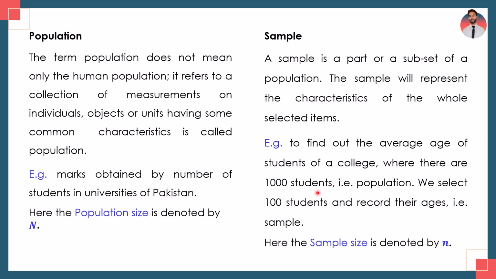where there are 1000 students, that is the population, we select 100 students and record their ages, that is the sample. Here the sample size is denoted by n. Sample size is denoted by small n, and the population size is denoted by capital N. There is a difference between the population and sample.